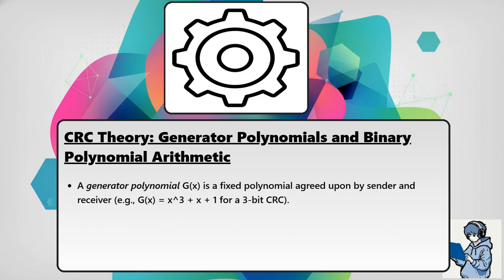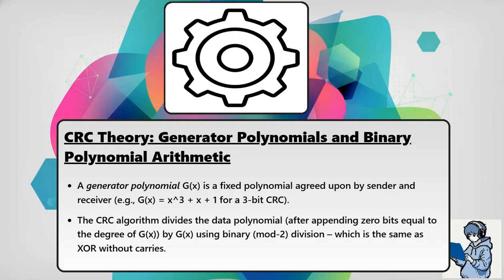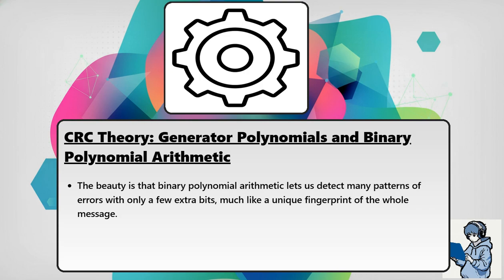A generator polynomial g of x is a fixed polynomial agreed upon by sender and receiver. For example, g of x equals x cubed plus x plus 1 for a 3-bit CRC. The CRC algorithm divides the data polynomial, after appending 0 bits equal to the degree of g of x, by g of x using binary mod 2 division, which is the same as exclusive or without carries. The remainder of this division becomes the CRC value. The beauty is that binary polynomial arithmetic lets us detect many patterns of errors with only a few extra bits, much like a unique fingerprint of the whole message.